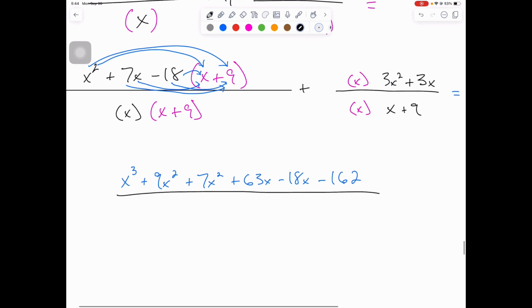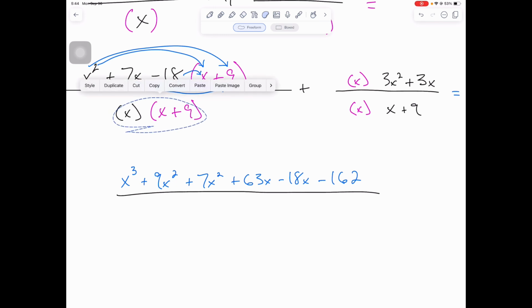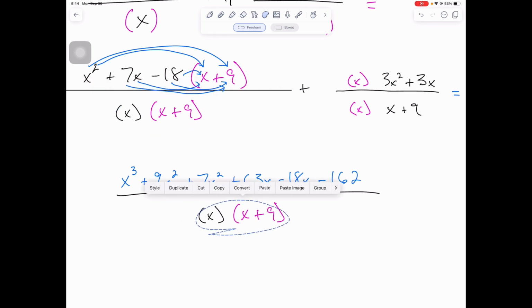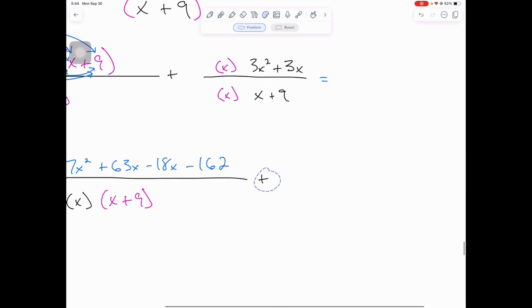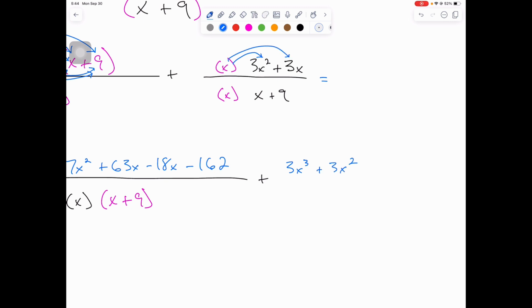We'll set that over our common denominator. Copy, paste. I'll also do that with our plus symbol. Copy, paste, as we still need to do our distributing here. x times 3x squared will give us 3x cubed. x times 3x will give us 3x squared. And again, we will set that over our common denominator. Sorry, I just wanted to write that. I forgot to write that there.